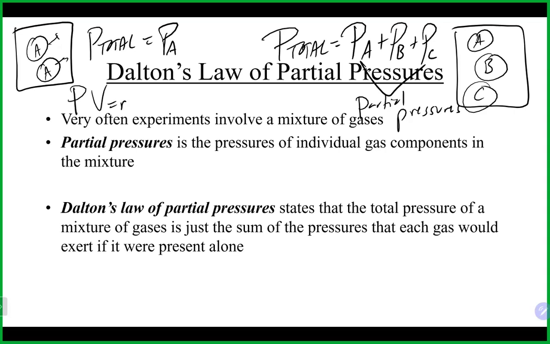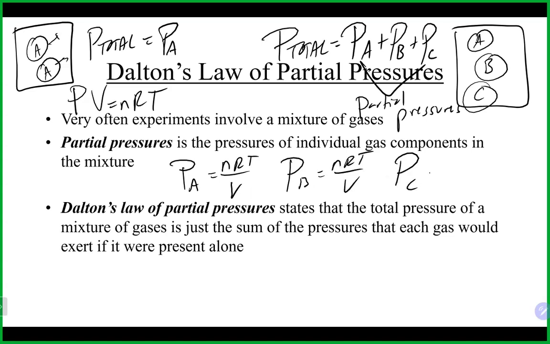We could just simply, in a lot of cases, use the ideal gas law. What we would be doing is solving for P, for example, for A, and that would be nRT over V. We could also do it for B, and that would be nRT over V. And we could also do it for C, which would be nRT over V. So we can individually solve for pressure using the ideal gas law.